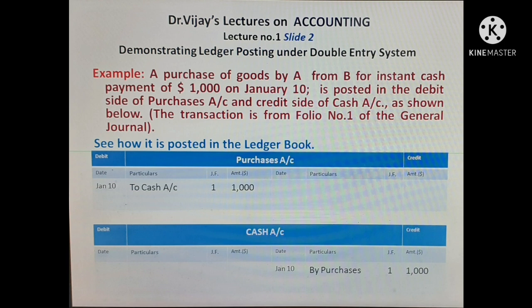In the account in which it is debited, it is shown as "to cash account," which starts with the prefix "to." In the account which is credited, it is shown as "by purchase account," which starts with the prefix "by." Okay, this is how ledger posting is done.